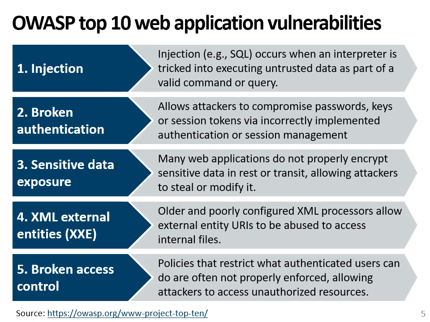Finally, broken access control occurs when the policies that restrict what authenticated users can do are not properly enforced, allowing attackers to access unauthorized resources. For example, an attacker could have a user account, but through broken access control, access functionality in the web application that only administrators should have access to.